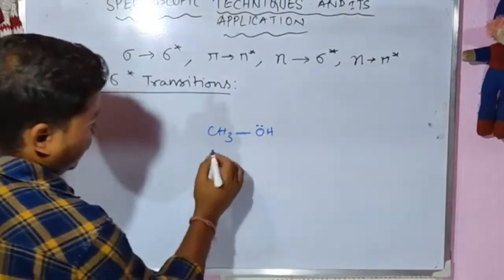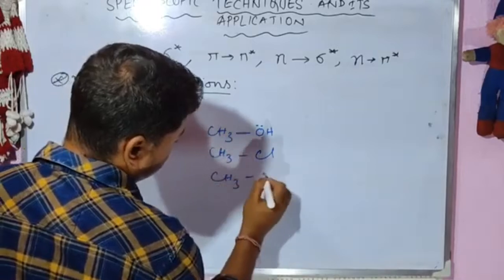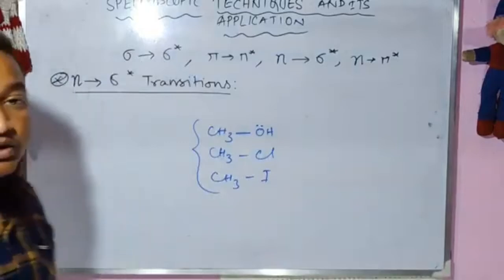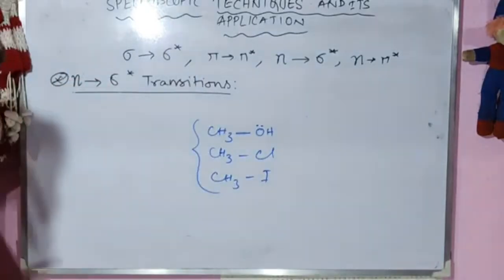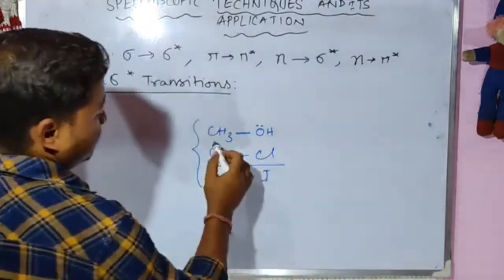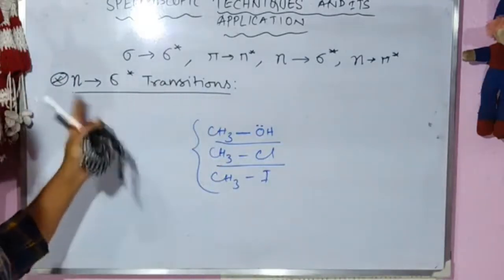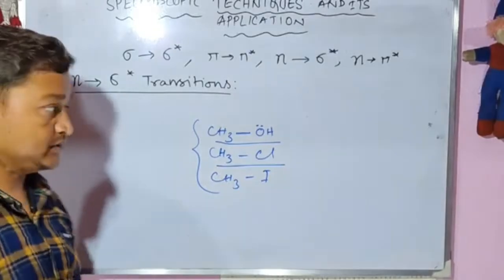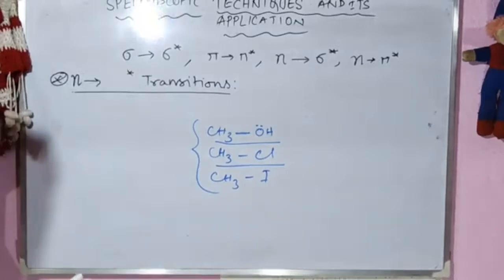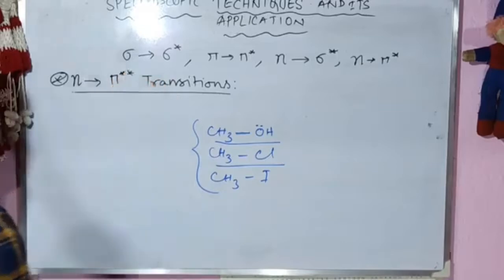So this molecule, and molecules like CH3Cl and CH3I, undergo n to sigma star transitions. So alkyl halides, ethanol, methanol, that is, organic alcohols, also undergo n to sigma star transitions. Okay. Next is the n to pi star transition.